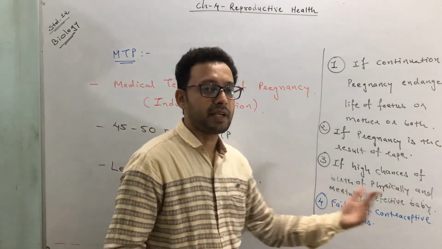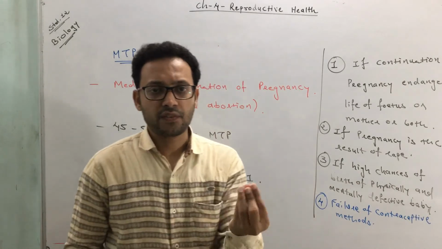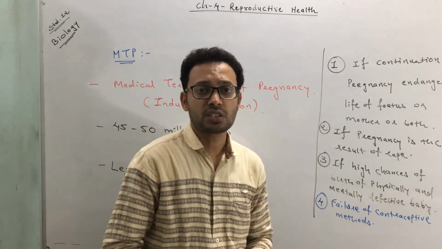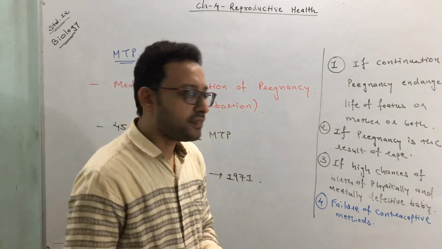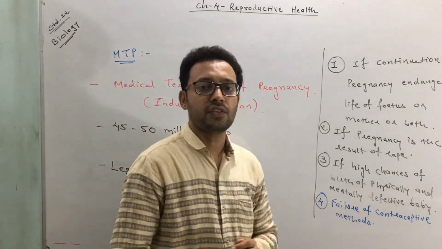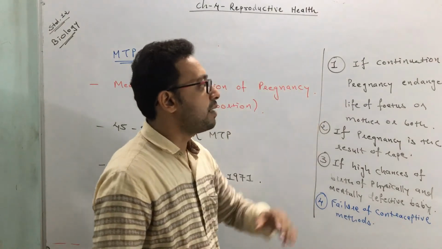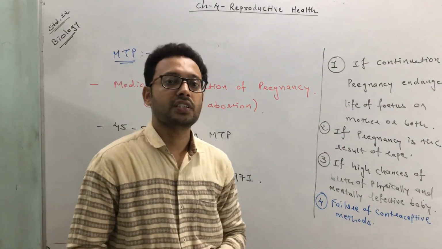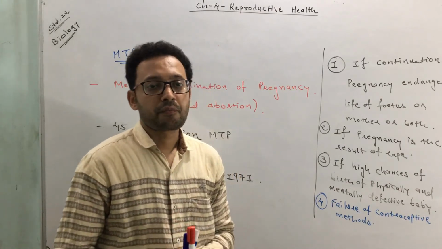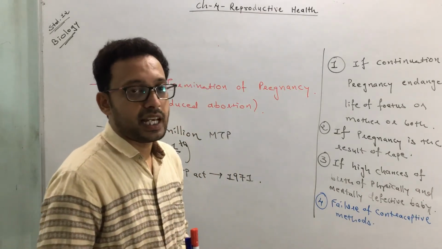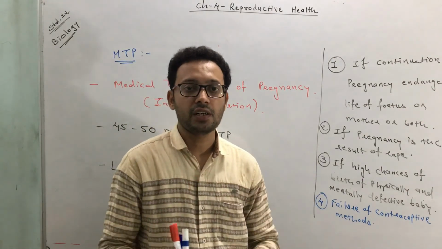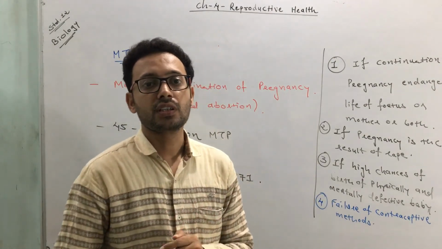But in most other methods, there is a 1 to 5% chance that pregnancy may result, and that is called a failure of contraception. So if the pregnancy arises due to a failure of contraceptive, in that case the MTP is allowed. So these are the only 4 circumstances or grounds on which the MTP is allowed. Otherwise the MTP is not allowed, and there is a strict implication in India.